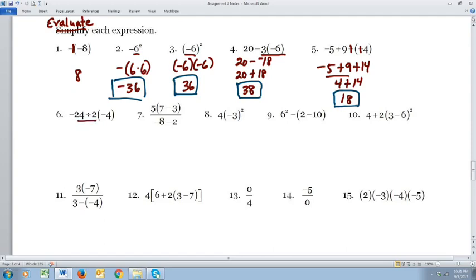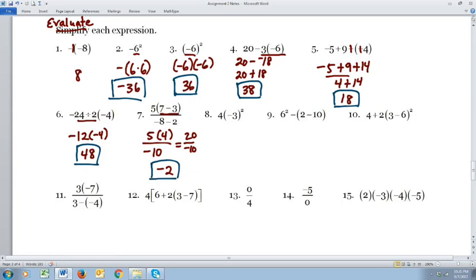On number 6, we divide, again, division and multiplication. Notice that 2 next to the parentheses, negative 4, that's multiplication. These are equal priority, so we do the one on the left first. We're going to get negative 12 times negative 4, and so that's 48. On number 7, let's simplify inside the parentheses first. We're going to get 5 times 4. In the denominator, we get negative 8 plus a negative 2, or we're adding negative 8 and negative 2 to get negative 10. We're going to get 20 over negative 10, which is negative 2.